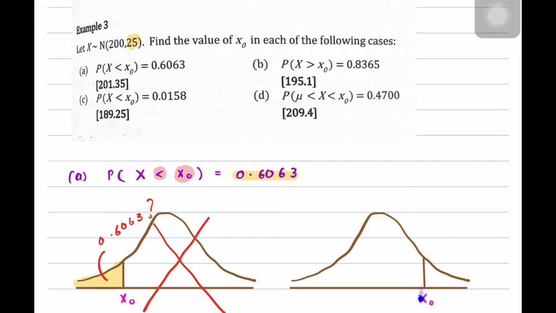Okay, let's say your x0 is at your right side and your symbol is less than, meaning that the shaded area is everything at your left hand side. And is it possible the probability given here is 0.6063? The answer is yes, because the area here is more than half. Half of the area is 0.5, so this is 0.6. So this is the correct diagram for question part A. So your x0 will be here.